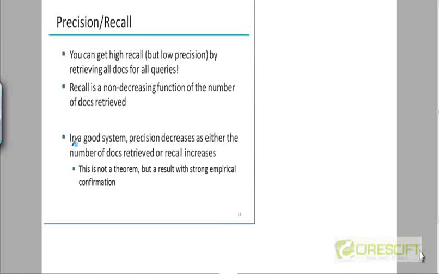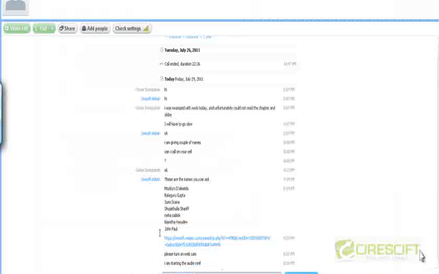Now, what about precision? Somebody else should answer. Let me have another name here. Namita Vasudeva.